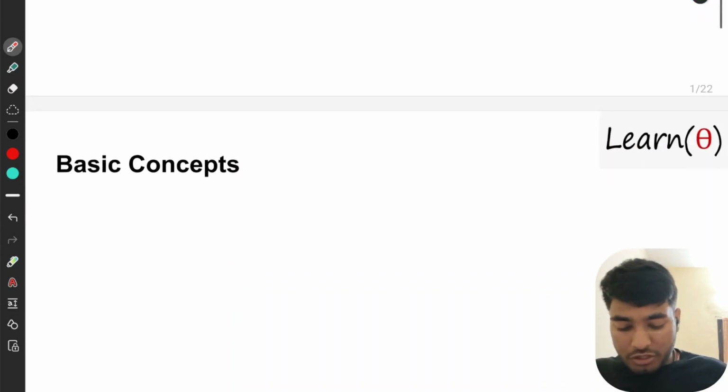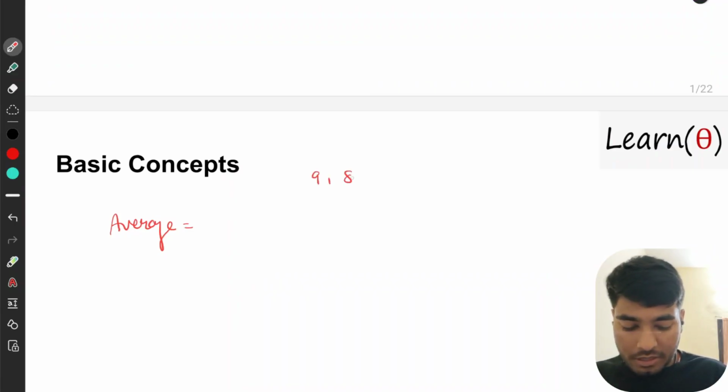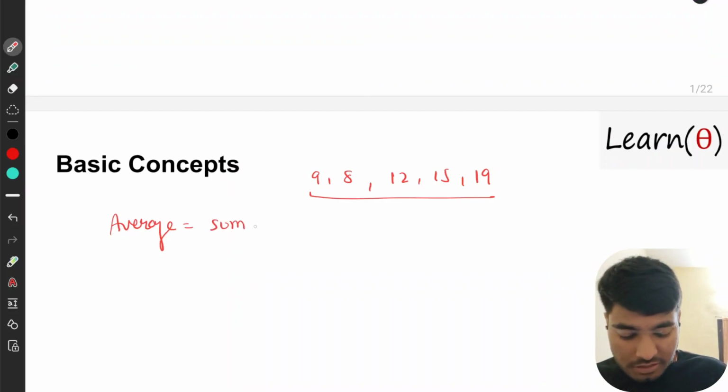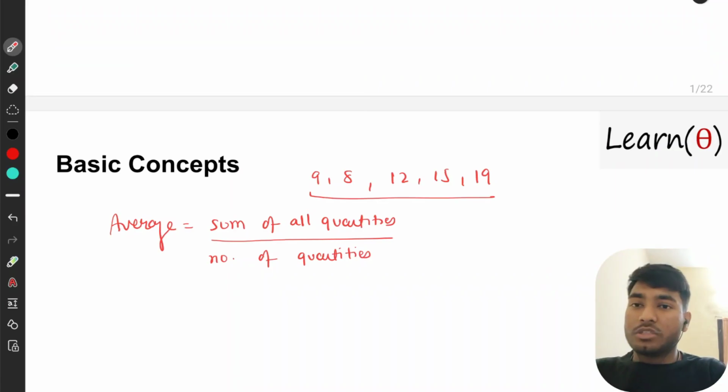First, what does average mean? Average is basically, let us say you are given a series of numbers. Let us say you are given 9, 8, 12, 15 and 19. So you are given 5 numbers. Average is the mean quantity, the mean amount over there. What does that mean? That means the sum of all the given quantities divided by the number of quantities that are present. So average means the sum of all the given quantities divided by the number of quantities.